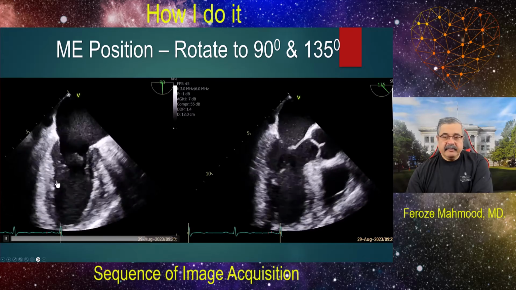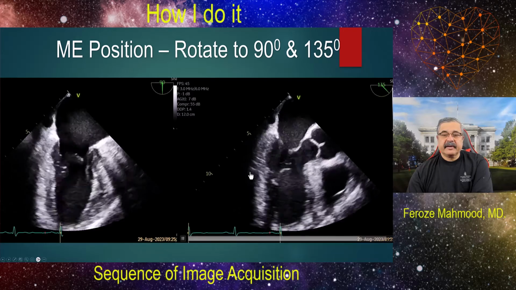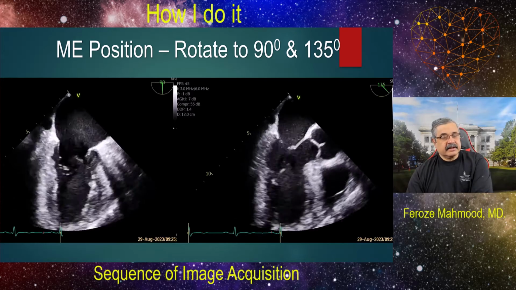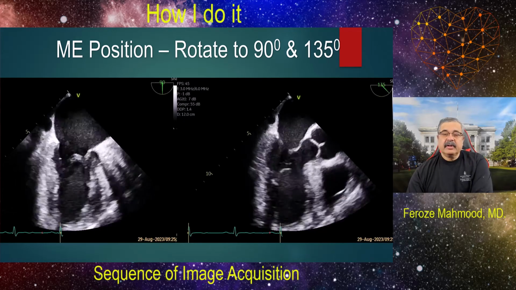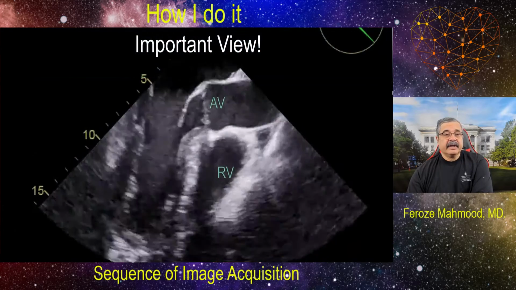That's my next rotation. Next, keeping it in the mid-esophagus, I rotate to 90 degrees where you look at the anterior and the inferior wall, and next I rotate to about 120 to 135 degrees to get the mid-esophageal long axis view. Now this is one of the most important views because a lot of things that I do over here determine how I do the exam.